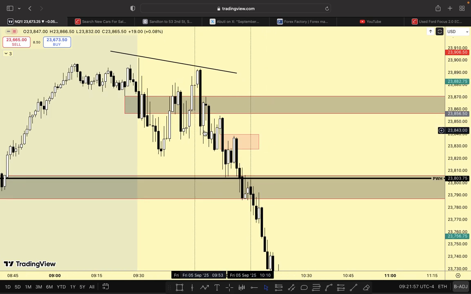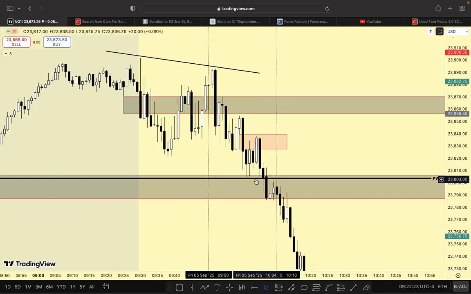But then just seeing how it was printing, you can see the lower highs, lower highs. I was like, okay, it's about to sell off now. So I took the sell a bit early. I took it during the macro time. Usually I would have waited till 10 a.m. Eastern Standard Time, but I took it in the macro, which was between 9:50 and 10:10.